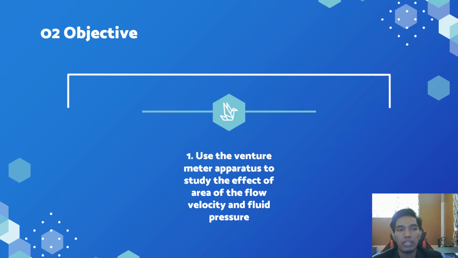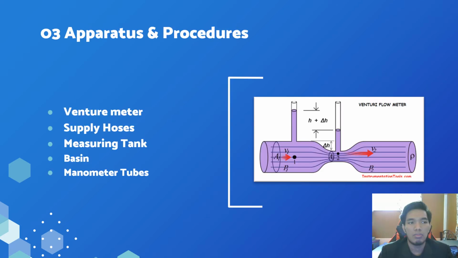Alright, so the objective of the lab experiment is to use the venturimeter apparatus to study the effect of area on the flow velocity and the fluid pressure itself. Moving on, this is the apparatus and the procedure. For these experiments, we need a venturimeter, supply hoses, measuring tank, basin, and manometer tubes.